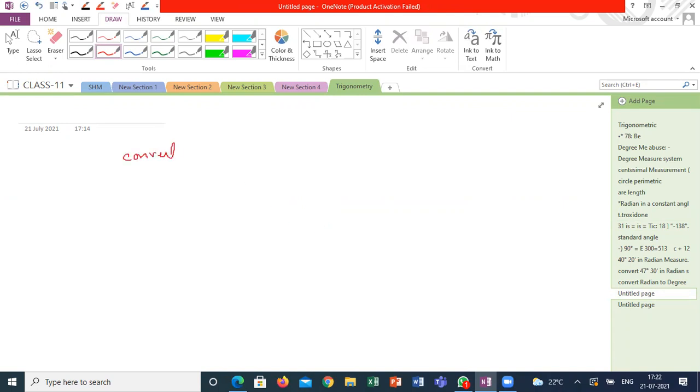Convert 11 by 6 radians into degree measure. So what will you get, guys? Convert 11 by 6 radians into degree measure. How much will you get?